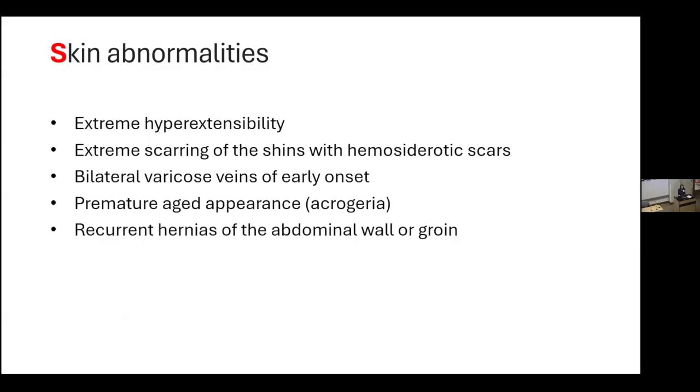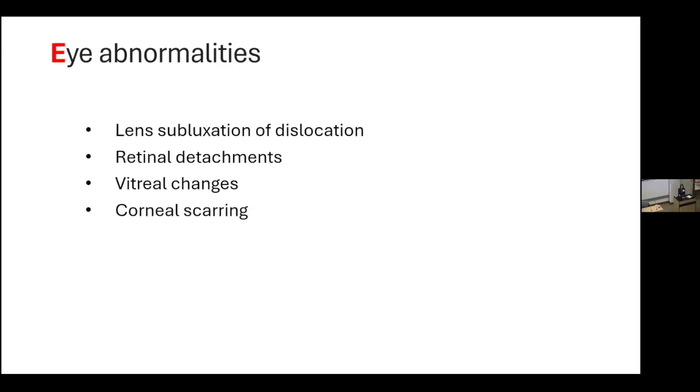The skin findings that would point us in that direction are extreme hyperextensibility, extreme scarring of the shins with hemosiderotic scars, which is what we typically see in the classic type of EDS, and bilateral varicose veins of early onset. A prematurely aged appearance is something that we see sometimes in the vascular type of EDS, and recurrent hernias of the abdominal wall or the groin.